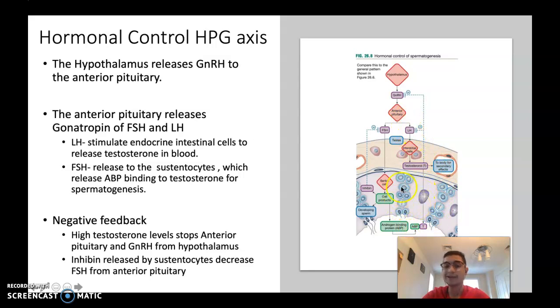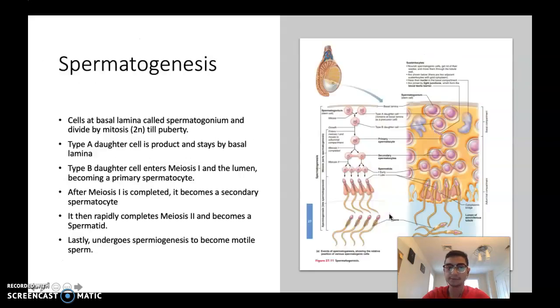Now, we also have a negative feedback loop. High testosterone levels stop the anterior pituitary from releasing luteinizing hormone. It also stops gonadotropin-releasing hormone from the hypothalamus from stimulating the anterior pituitary. Now, inhibin, which is released by the sustentocytes, decreases follicle-stimulating hormone from the anterior pituitary when there is too much of it.